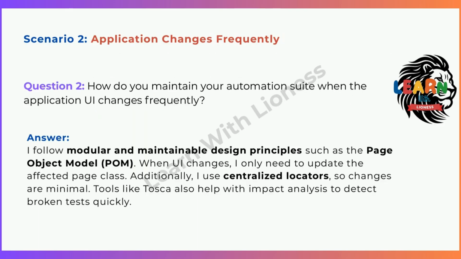Scenario 2. Application changes frequently. Question 2. How do you maintain your automation suite when the application UI changes frequently? Answer. I follow modular and maintainable design principles such as the Page Object Model, POM. When the UI changes, I only need to update the affected page class. Additionally, I use centralized locators, so changes are minimal. Tools like TOSCA also help with impact analysis to detect broken tests quickly.